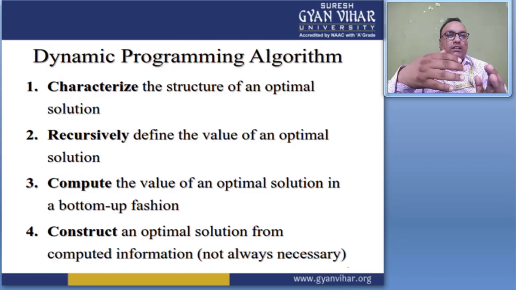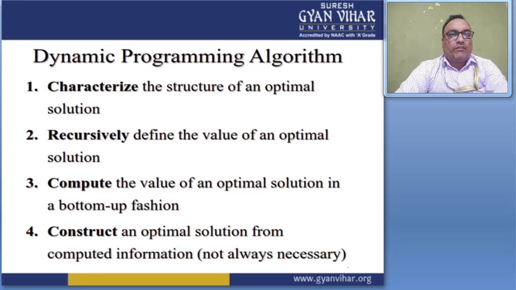You differentiate the solution structures by the optimal solution, and recursively define the value of the optimal solution. Then compute the value of an optimal solution in a bottom-up fashion, and construct an optimal solution from the computed information, which is not always necessary. So these are the four steps. This is very important for dynamic programming algorithms. And we move to the next step.